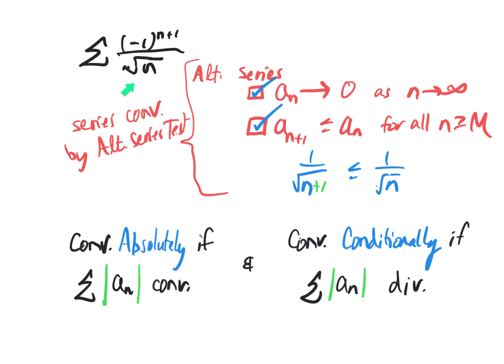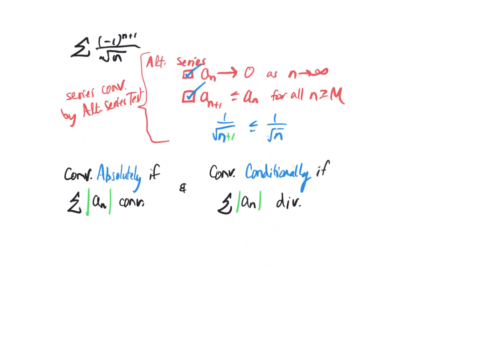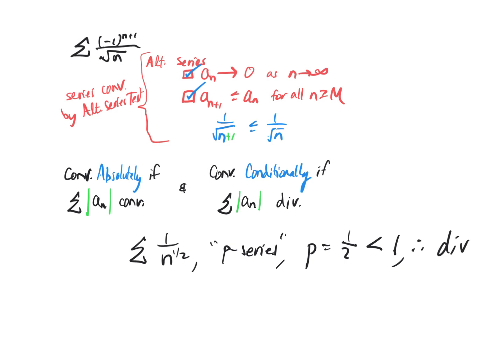So the absolute value of this term is basically a p-series. The absolute value is just that. We identify this as a p-series. We identify the p-value as 1/2. We compare that to 1. We draw our conclusion, therefore diverges, and now we have our answer.